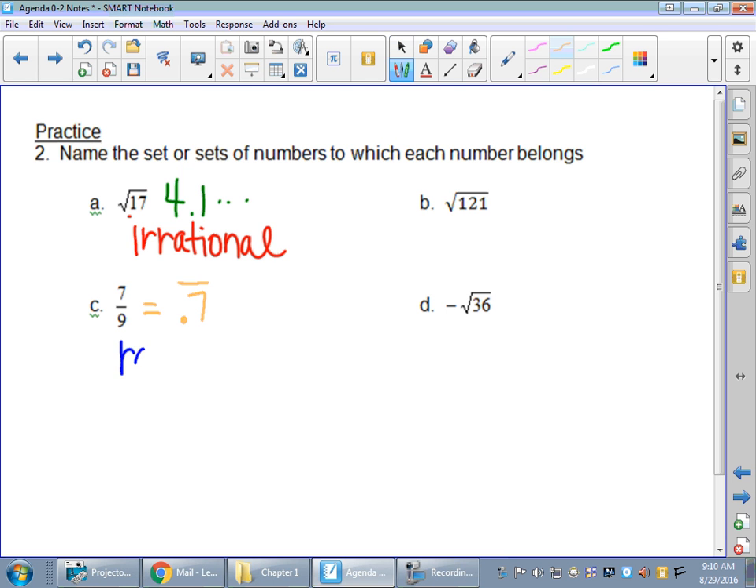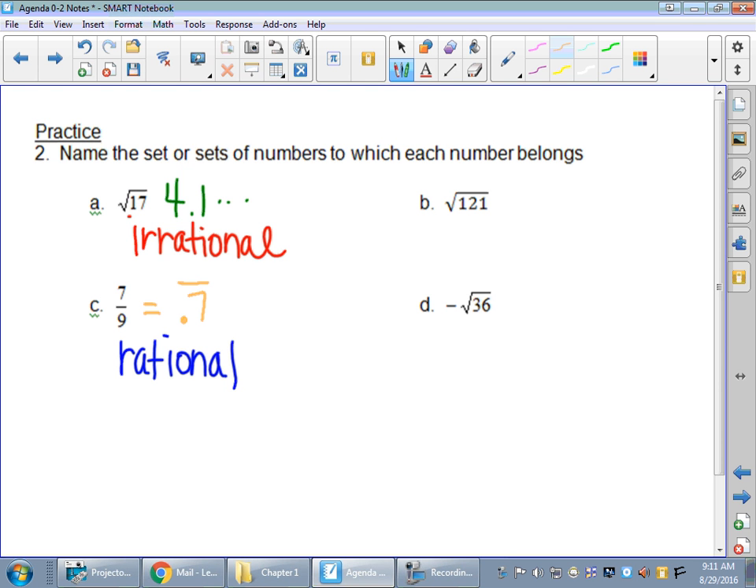Rational number. Now, since we're on that rational side of the box, where we've got the circles within it, does 0.7 repeating fall into integers, whole numbers, or natural numbers? No, it doesn't, right? Because it's only those decimals and fractions that are in that square part, but not in the circles.